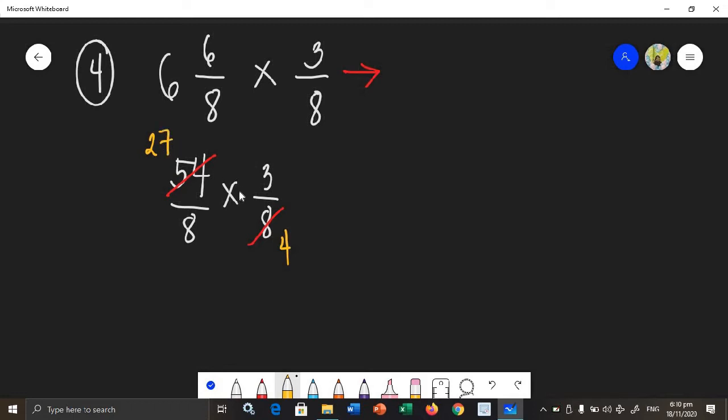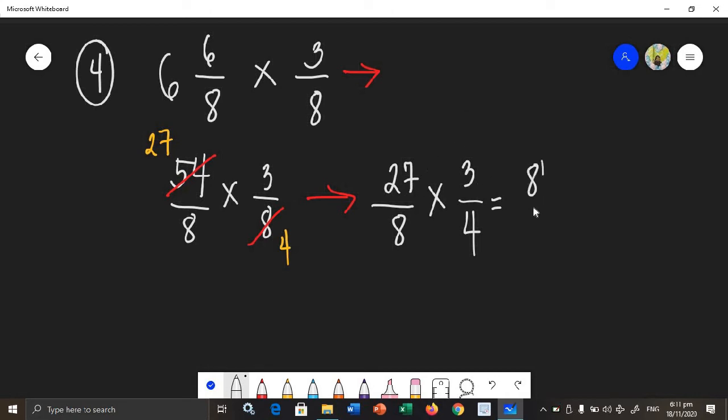So now observing this, is there anything that we can cancel out? So wala na tayong pwedeng i-cancel. Therefore, rewrite natin yung mga remaining numbers. So natira is 27 over 8 times 3 over 4. And then, multiply na natin sila. 27 times 3, that is 81 over 32. So, this will be now the product of the given.